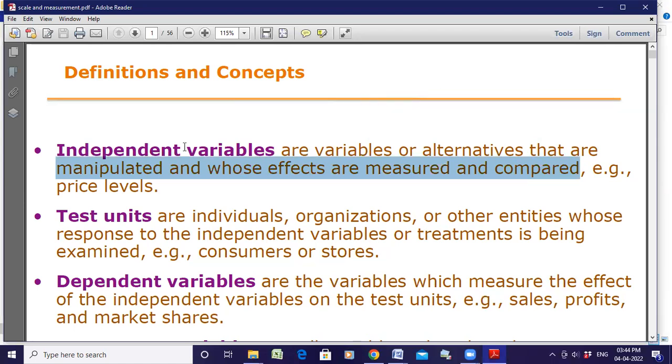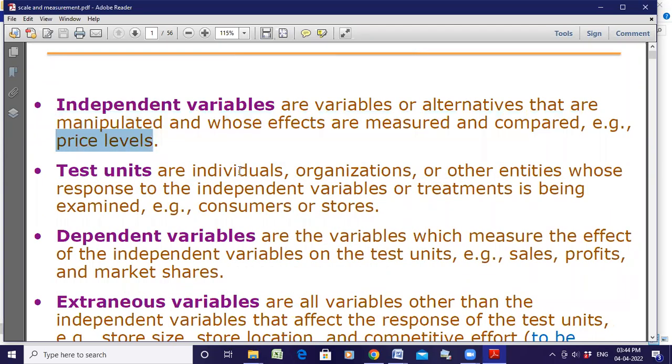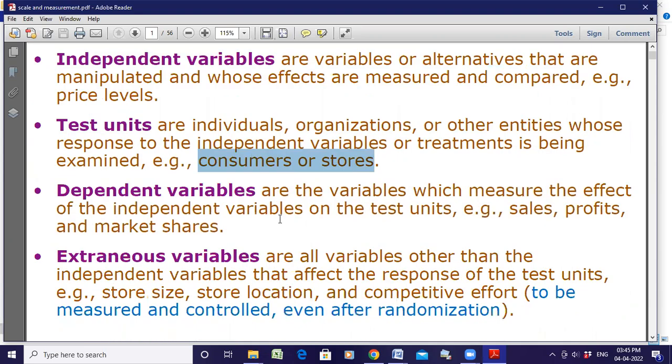Okay. So independent variables are those variables which can be manipulated, and accordingly will have different effects, and we can compare and measure, like price levels. Then test units are the individuals or organizations or other entities whose response to the independent variable or treatment is being examined, like consumers, stores. Okay, so you got it, independent variable, and then test unit.